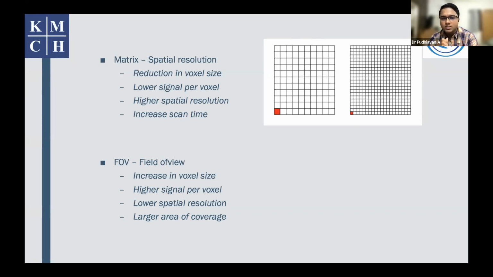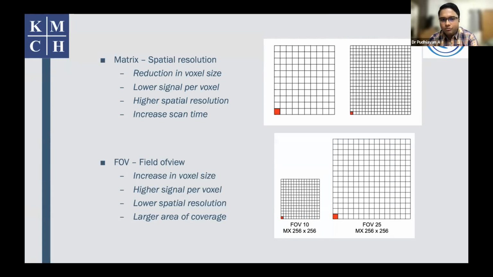So when you are scanning and you are trying to increase the spatial resolution, keep in mind that whenever you increase the spatial resolution, keeping the FOV constant, the noise will also increase because the amount of signal coming from a single voxel reduces. To overcome this, you will have to increase the number of signal averages, which will again increase the scan duration.